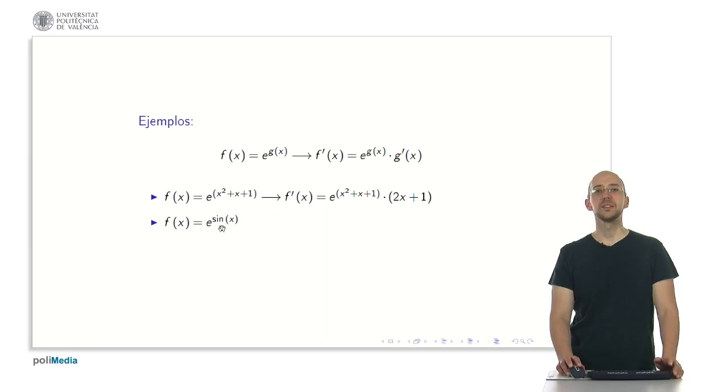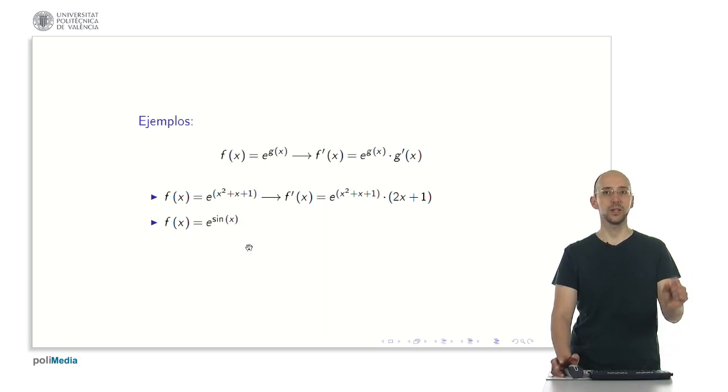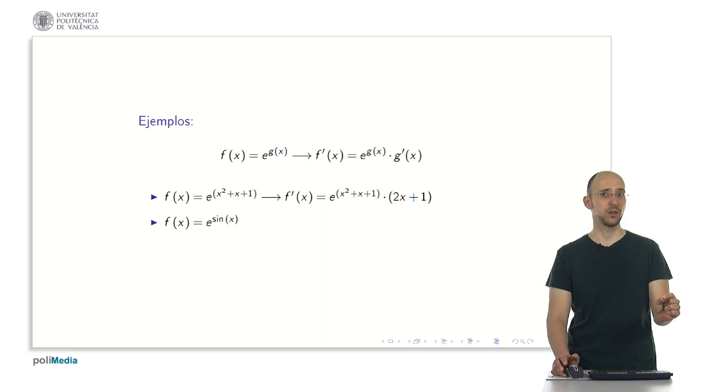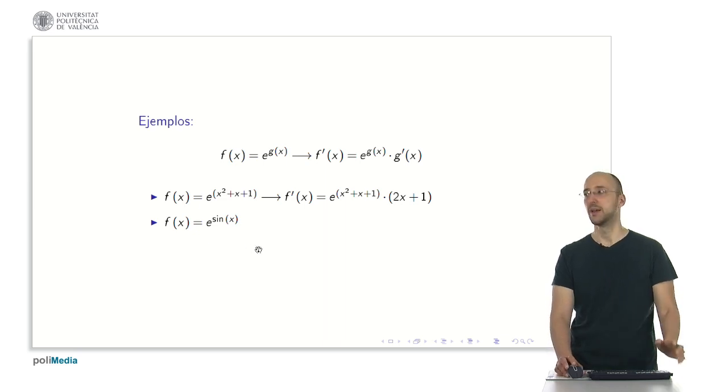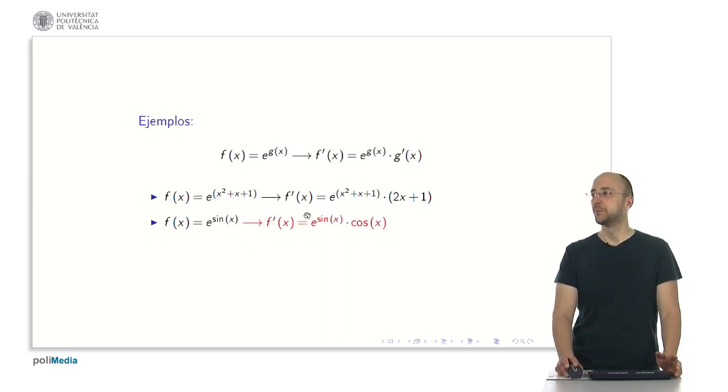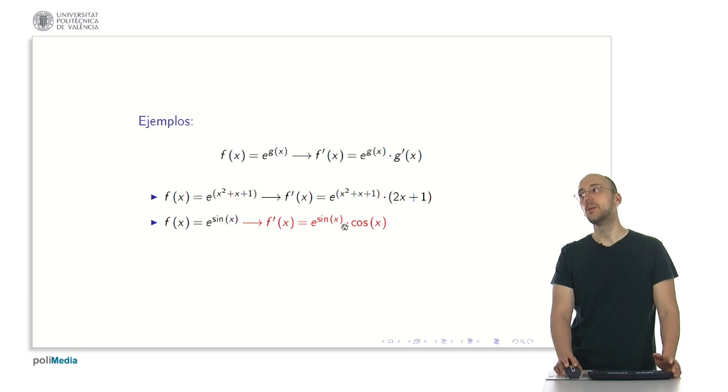Let's now see another example. E raised to the power of sine of x. In this case, if we identify it as before, g of x would be the sine of x. How do we find the derivative of this? The key consideration here is that the derivative of the sine of x is the cosine of x. Let's apply the formula. When we do so, you'll notice that the derivative of e raised to the power of sine of x remains exactly the same, as I've copied here, multiplied by the derivative of the sine, which would be the cosine of x.